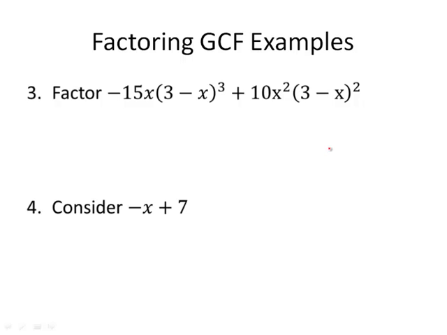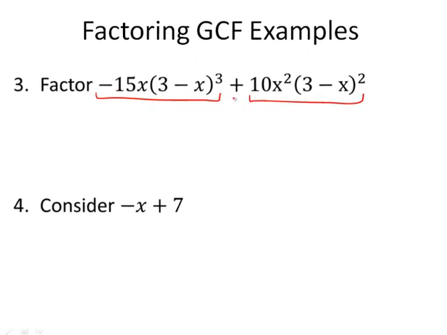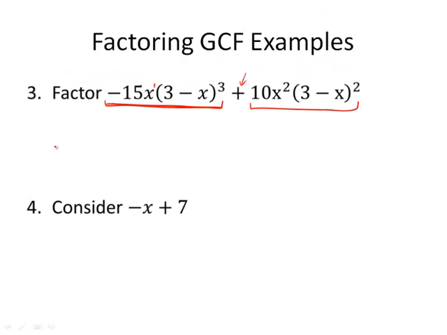Let's continue on. Here we have 2 terms. Notice that this here does not separate terms because it's contained in a bracket. Only loose positives and negatives separate your terms. The greatest common factor of 10 and 15 is 5. Lowest exponent on x is x to the 1. Lowest exponent on 3 minus x is 2. Now we can divide both of those by our greatest common factor.